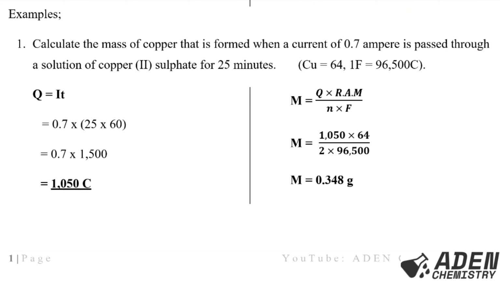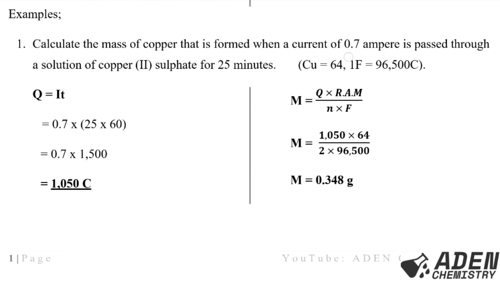In brackets we are given the RAM of copper, which is 64, and we are told 1 Faraday is equal to 96,500 coulombs. So if you remember, the formula we are supposed to use when calculating mass deposited is Q multiplied by RAM divided by N times F. First of all, we have to get Q, and Q can be gotten by IT. I is current, and T is time. And remember, time must be in seconds.